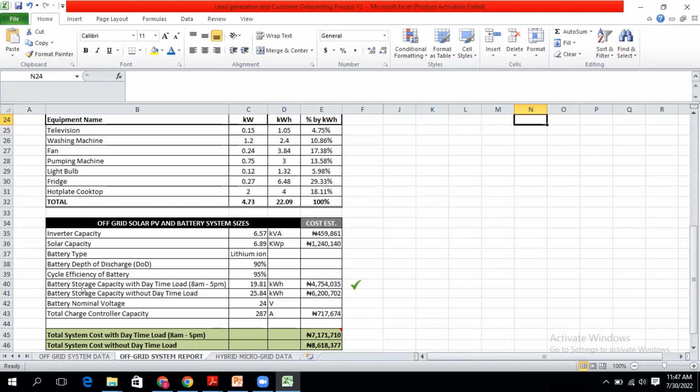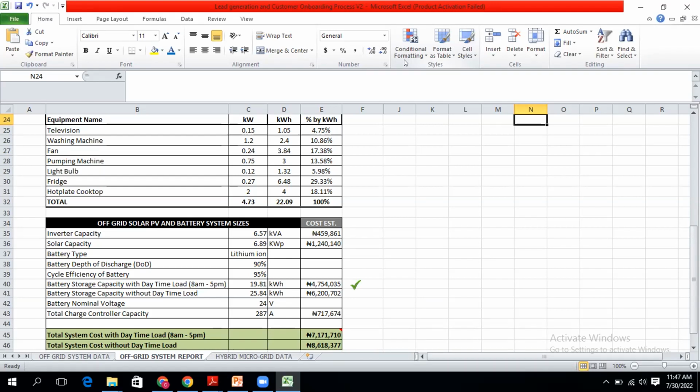Now, the battery storage capacity with daytime load. If you have a solar system and you're consuming the energy during the day, it reduces the battery capacity that you need compared to when you're not using it during the day. During the day, you are not in the house, you're going to work, but you need that energy to consume at night. What that does is that your battery capacity needs to be significant.